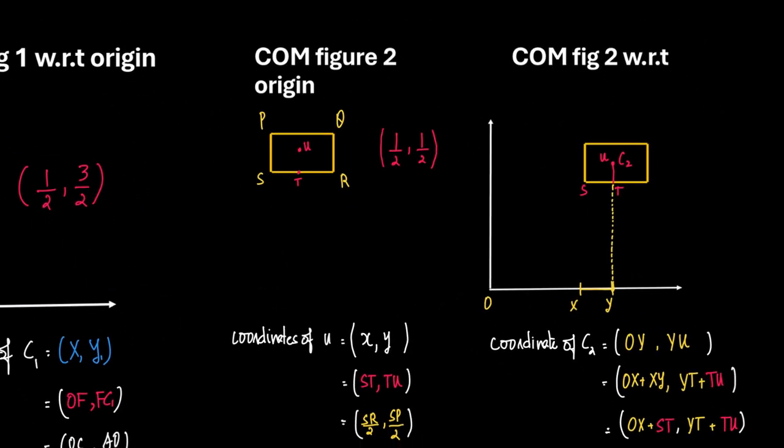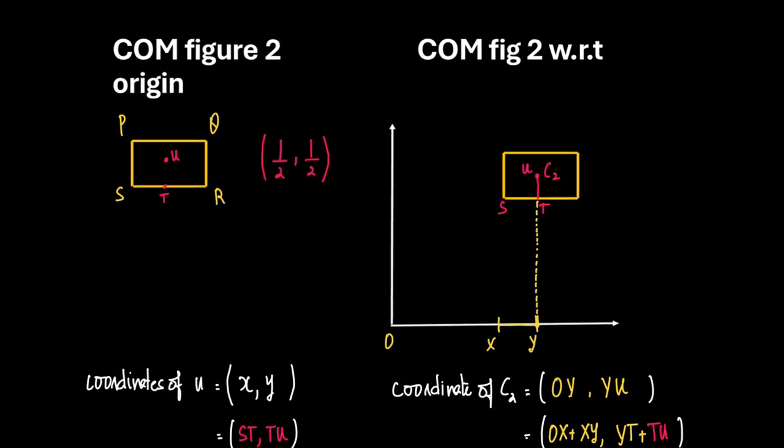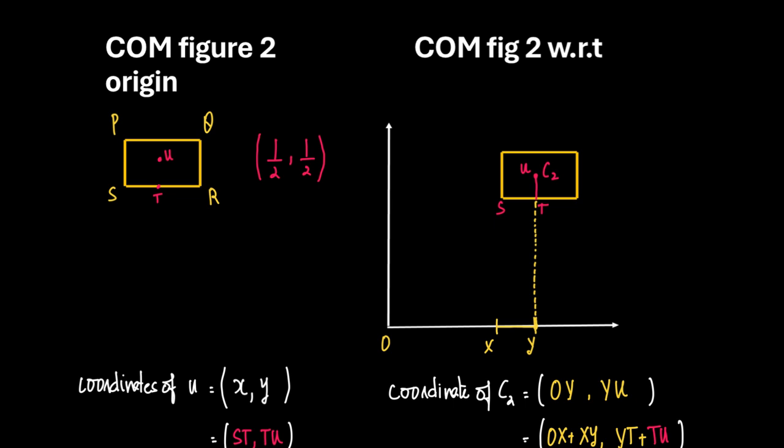Okay, now if we try to understand the second figure, the center of mass of figure 2, the square PQRS, is at 1 by 2 comma 1 by 2. Why? Because this is a square and the center of mass will be the geometric center, which is at a coordinate of L by 2 comma B by 2, which is coordinate of U equal to x comma y.